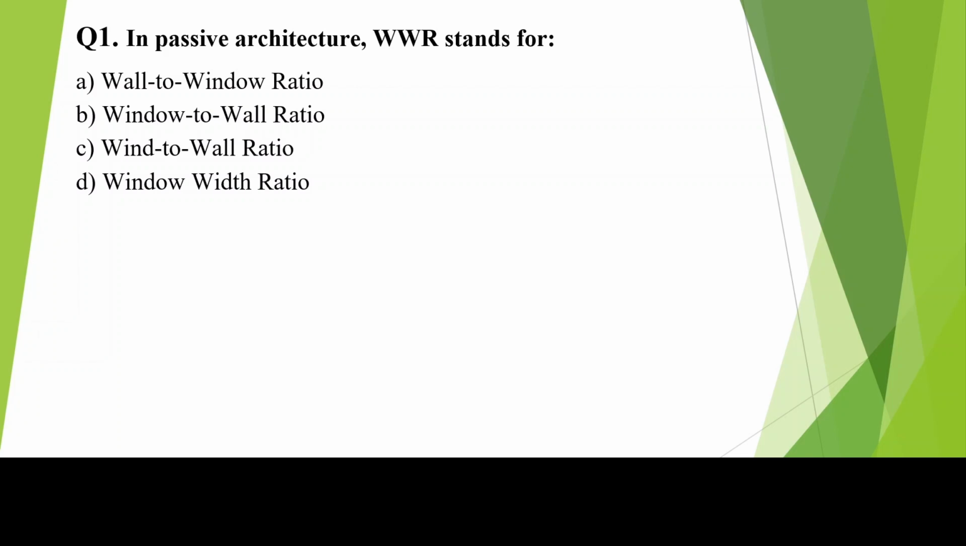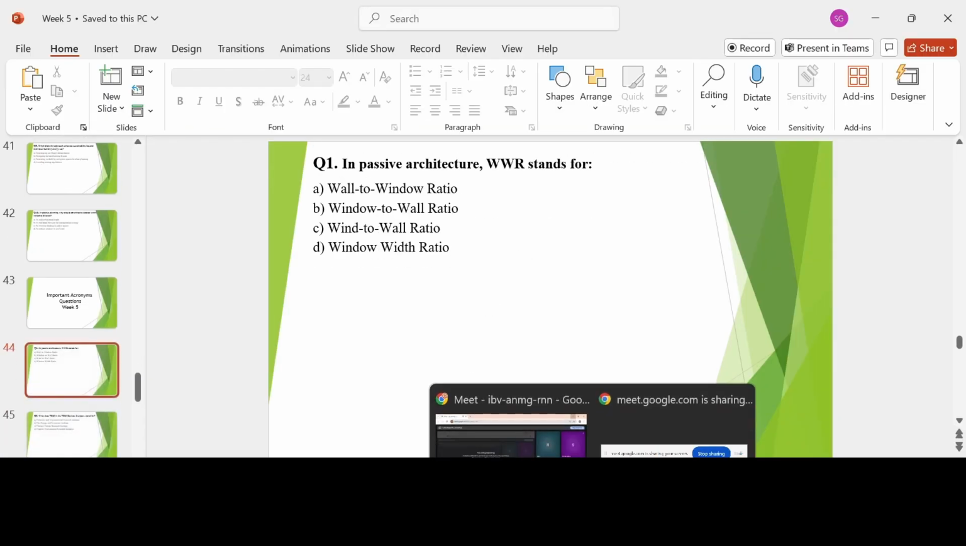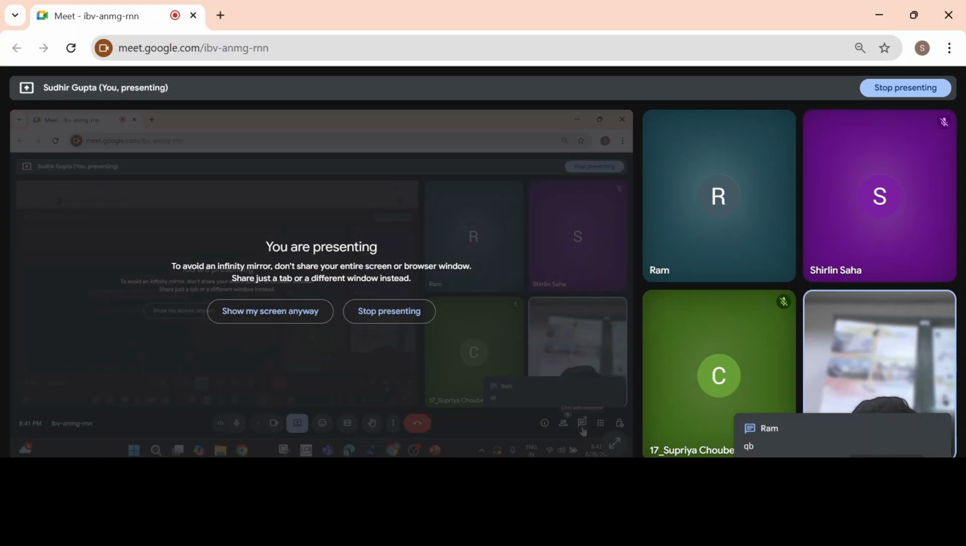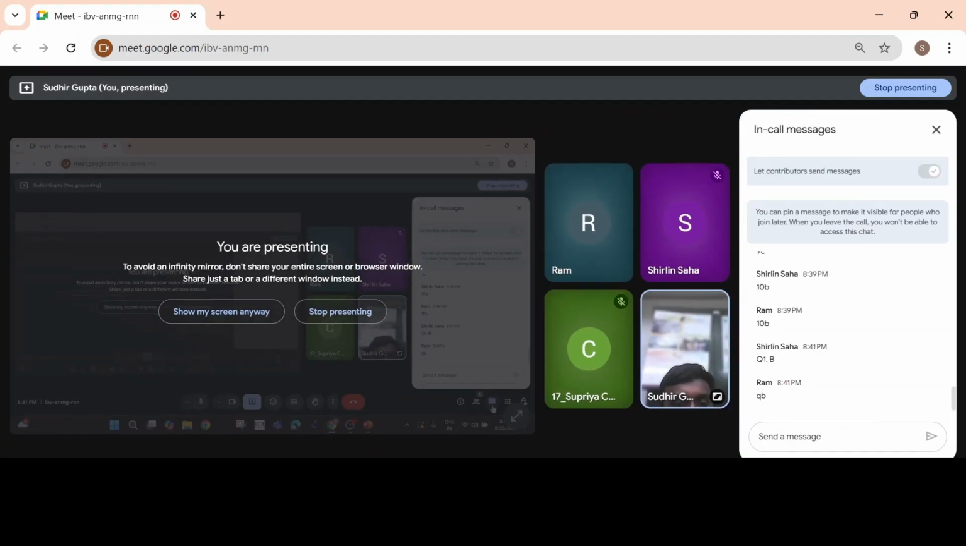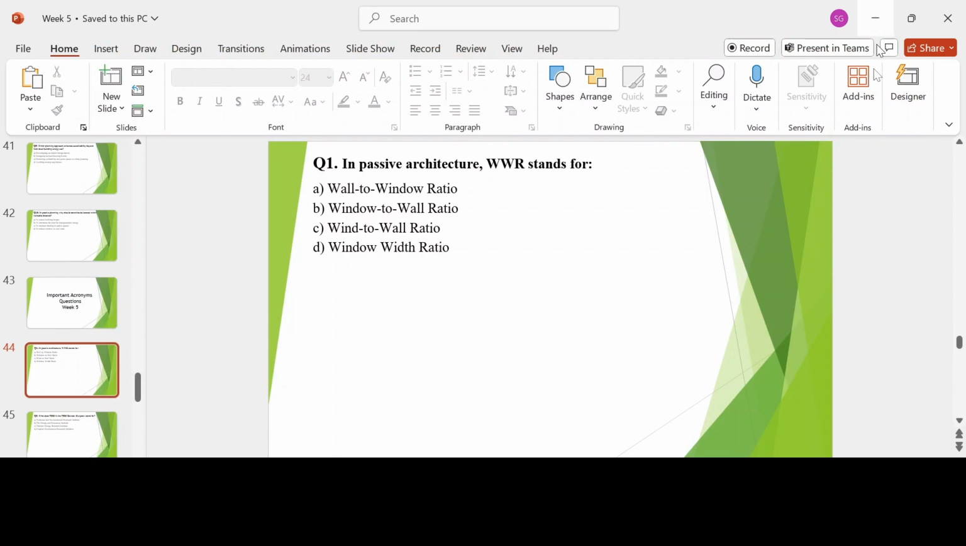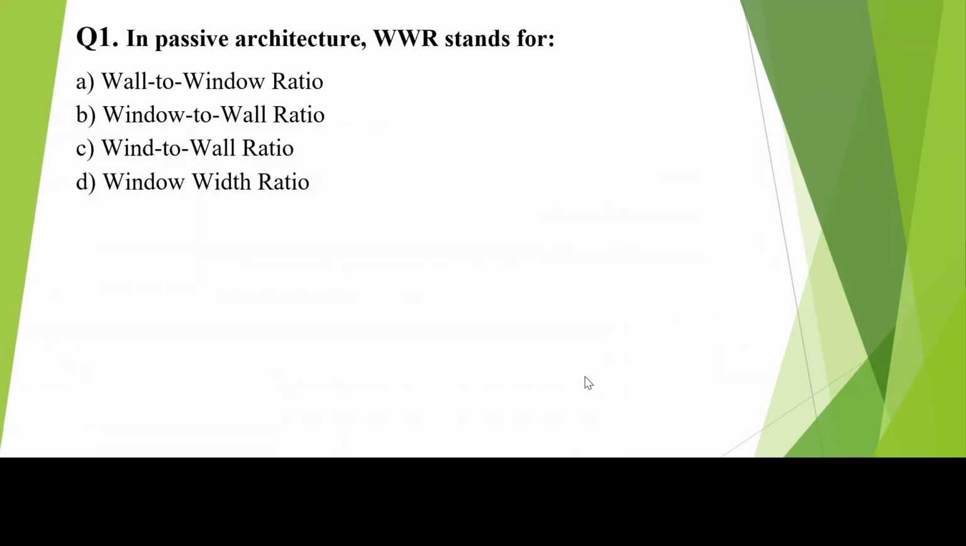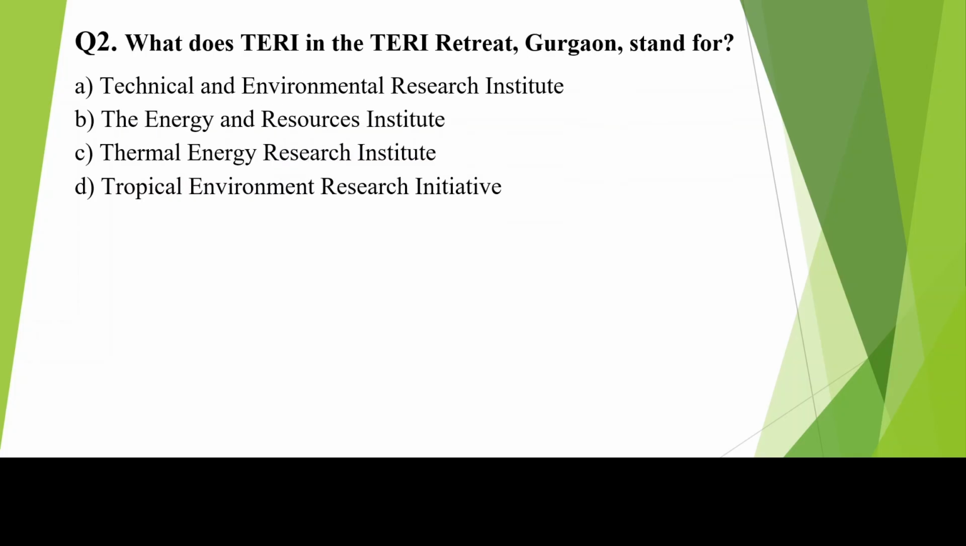Whether it is window to wall ratio, or wall to window ratio, or wind to wall ratio, or window to width ratio. What do you think is the correct answer for this question number 1? All of you must be able to answer this question. This is a very basic question, and if you are working in a building area, QB. So as I can see, option B has been opted by most of you, and B is the correct answer. WWR in building refers to the window to wall ratio. Okay, so let's move to the second question.